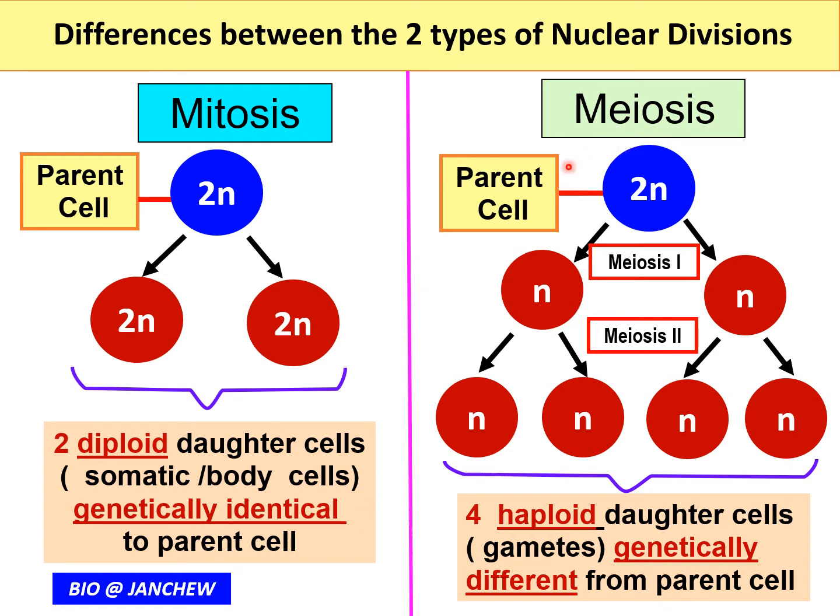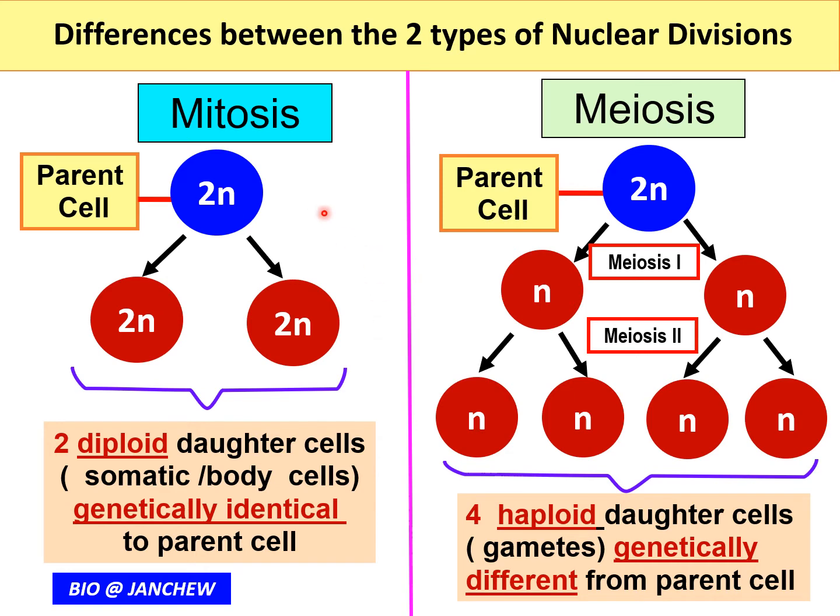In meiosis, a diploid parent cell undergoes 2 nuclear divisions, that is, meiosis 1 and meiosis 2. So after every nuclear division, like meiosis 1, there is a cytoplasmic division. After meiosis 2, there is another cytoplasmic division, where the cell divides into 2 again. Thus, 4 haploid daughter cells are formed at the end of meiosis, and they are genetically different from the parent cell because of processes that occur, such as crossing over, which we will study in the next video.